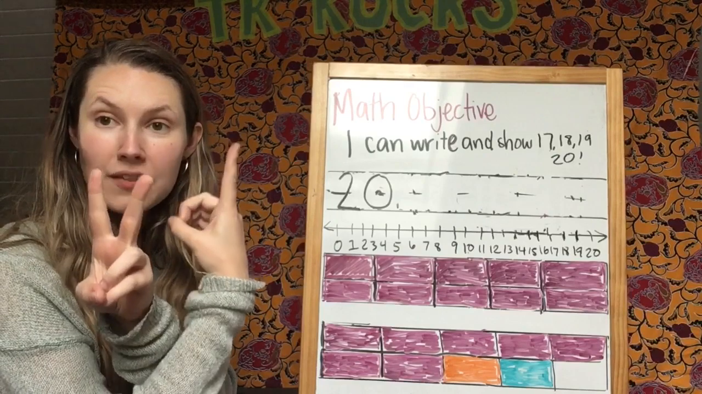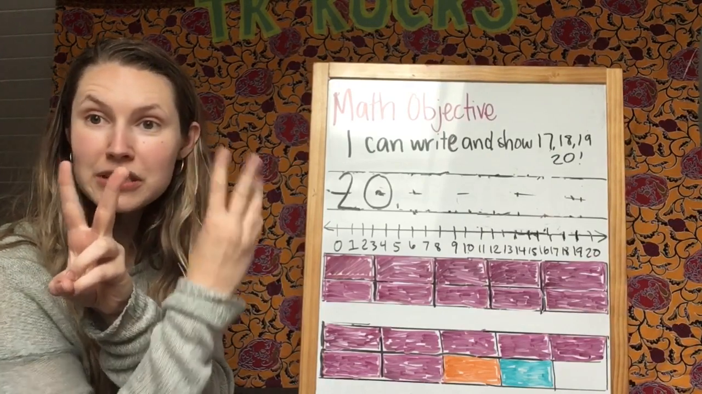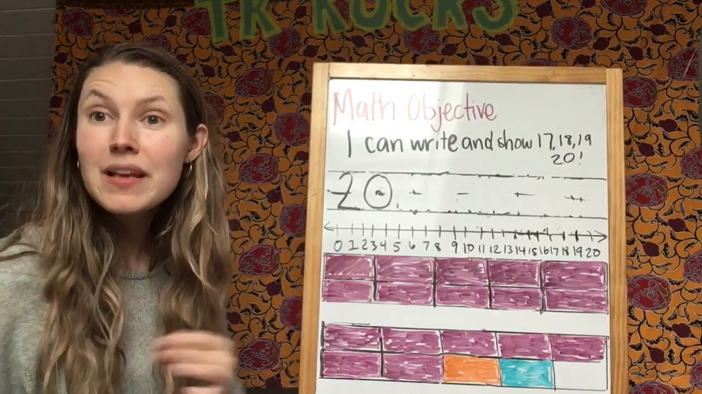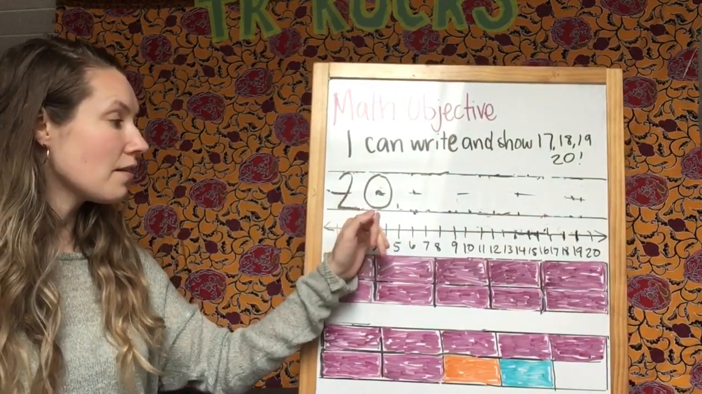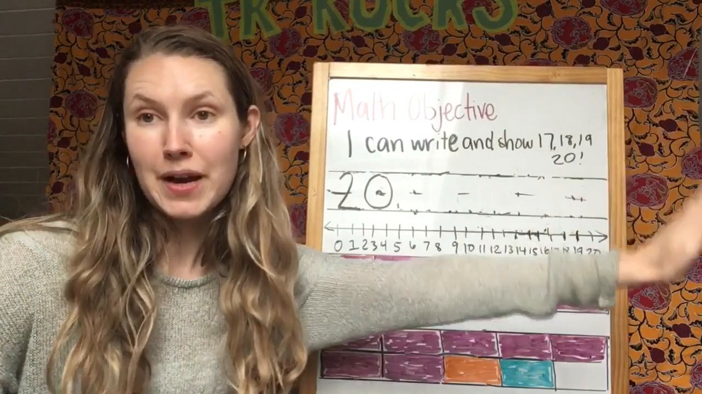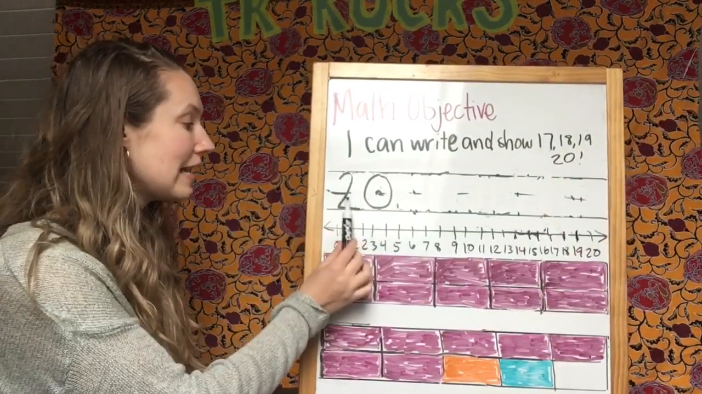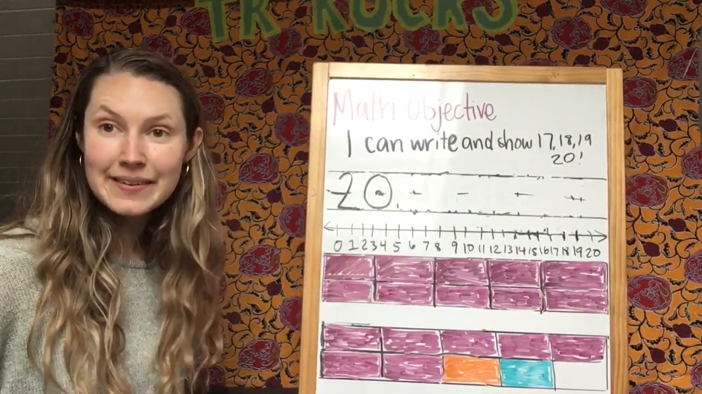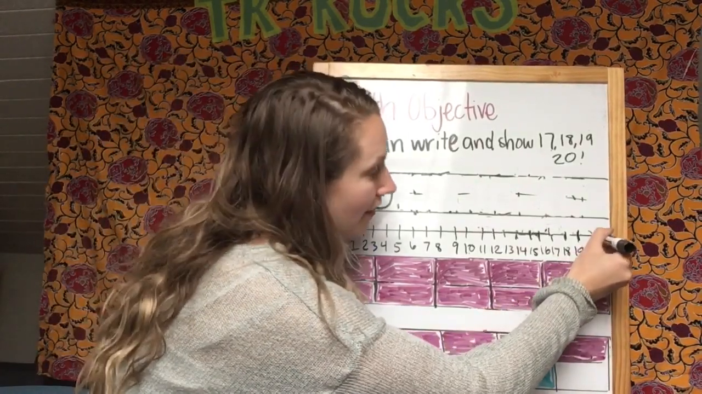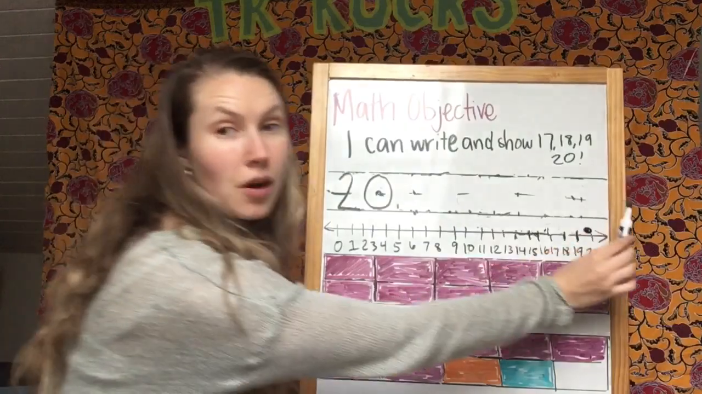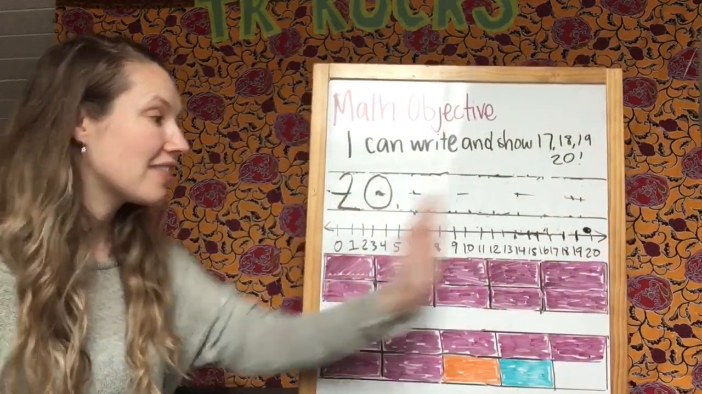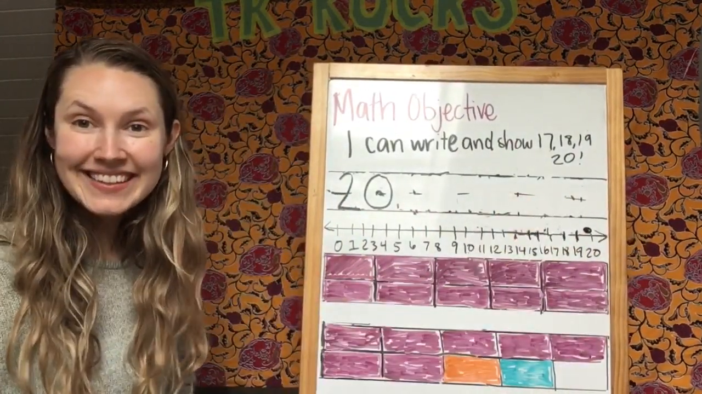And then 21 would have 2 and a 1. 22 would have 2 and a 2. 23 would have 2 and a 3. So do you see our pattern? We always start with a 0 and then we get bigger and bigger and bigger. So 20 is written with a 2 and a 0. It's at the very other end of our number line here because our number line shows us numbers 0 through 20. So it's at the very far right side.